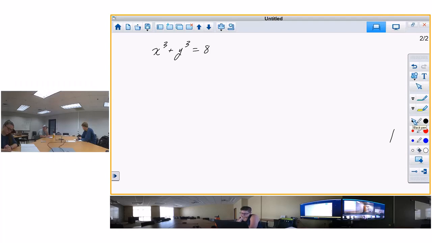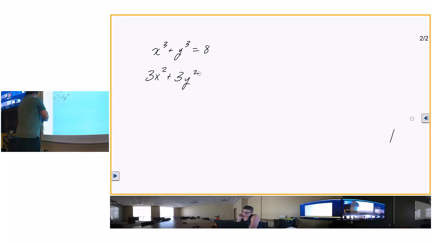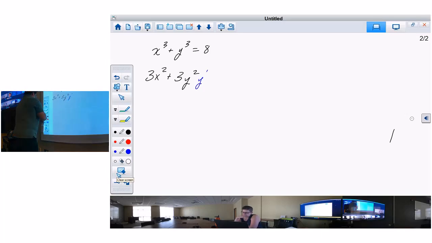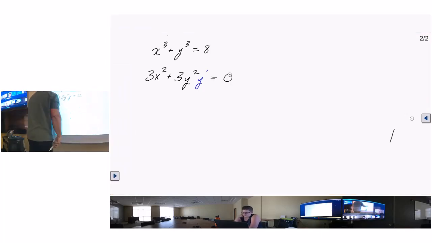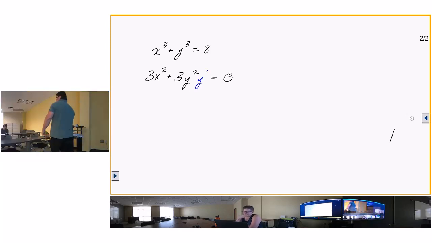So we get 3x squared plus 3y squared with a y prime, and that's equal to 0. Does anybody know what the most famous error students make on implicit differentiation? You would think it's they forget to put the y prime. Nope. Not closing out that integer. The 8. They forget to take the derivative of 8. And buddy, it will cause you all kinds of heartache.